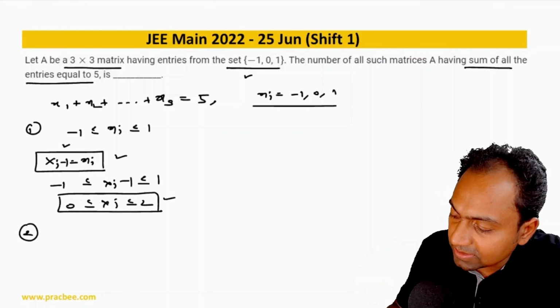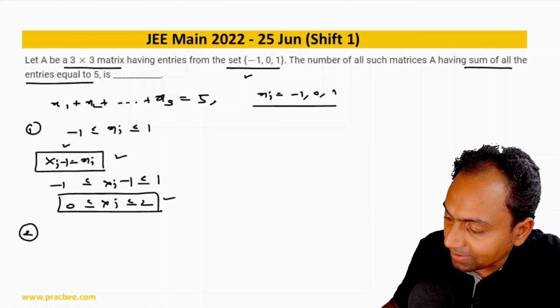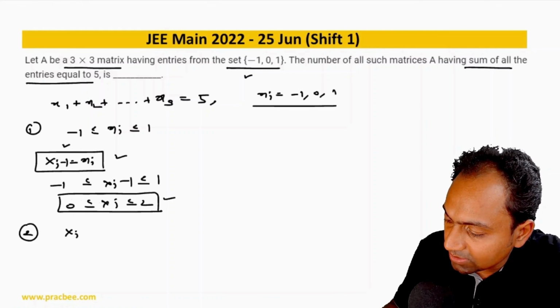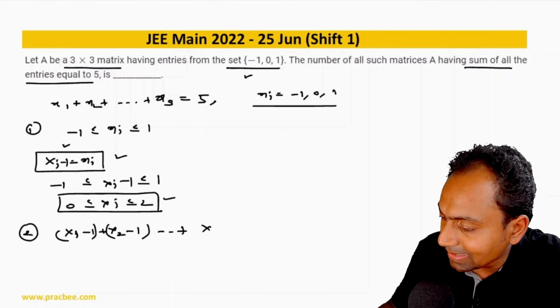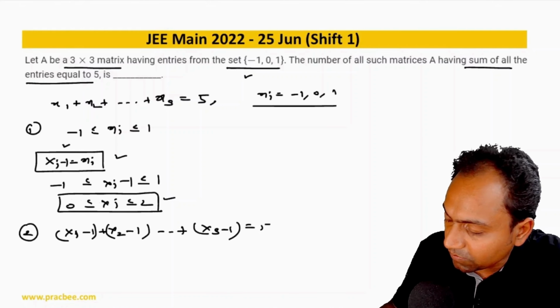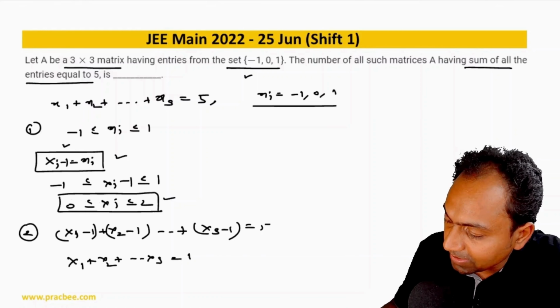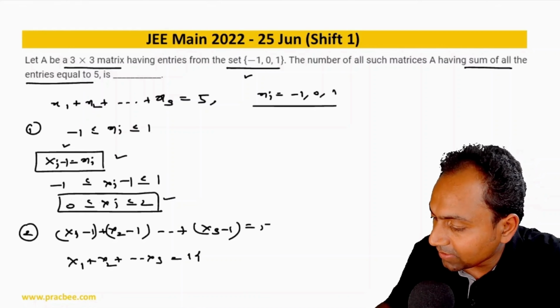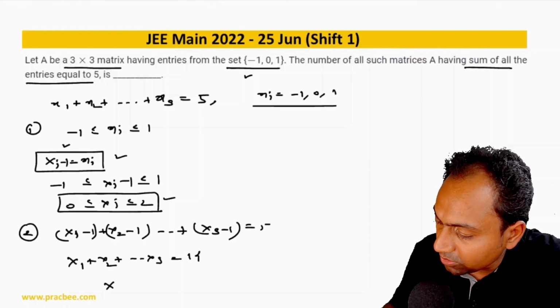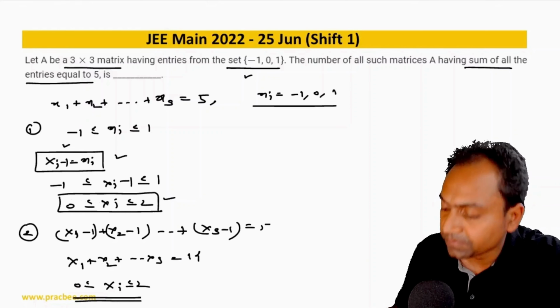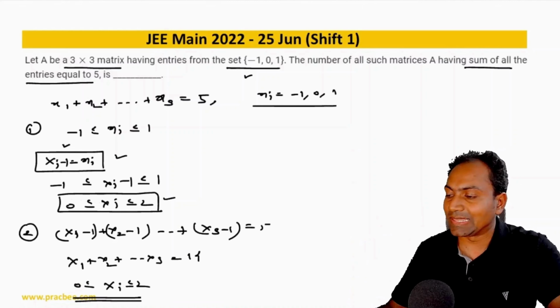The second step is now let us write it down. So this becomes X1 minus 1. Then the second term becomes capital X2 minus 1. And this will keep on happening till X9 minus 1, and this is equal to 5. So if I write it down, then X1 plus X2 till X9, and this 9 will go on the other side and make this 14. Now, the problem is that the value of Xi now lies between nothing but 0 and 2. Still I cannot solve, so we are taking one more step further in the third part.